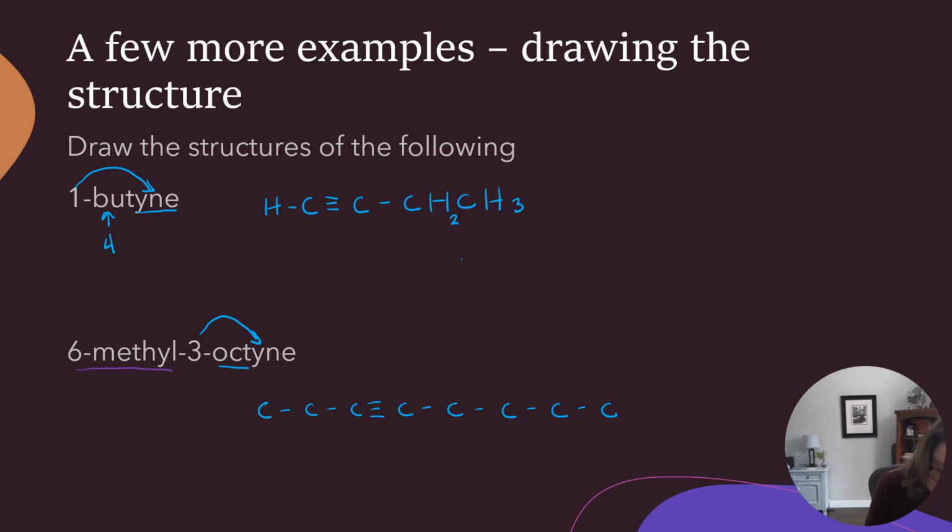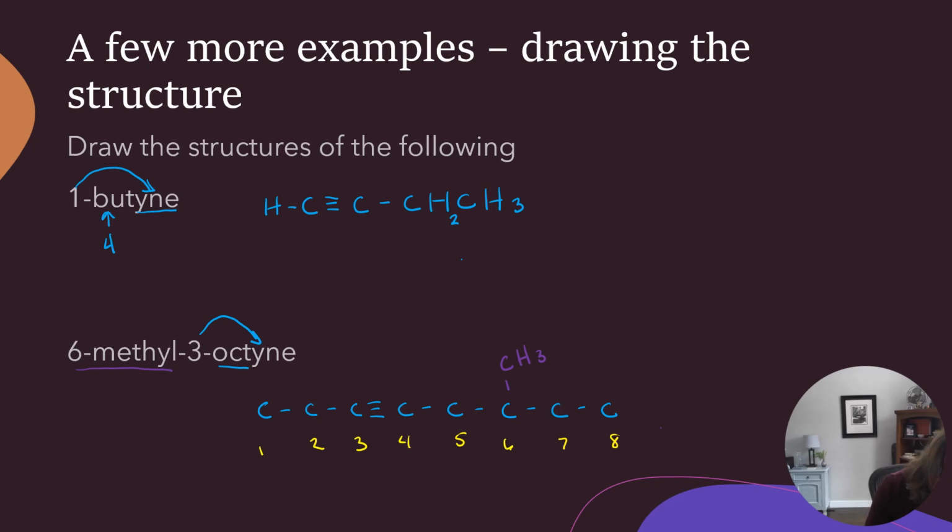And for ease, let's go ahead and just number these. 2, 3, 4, 5, 6, 7, 8. All right, so my methyl group is on carbon number 6. This is it. So now what I have to do is go back and fill in the rest with my hydrogens. I've got my methyl group on there. I've got my triple bond at carbon number 3.